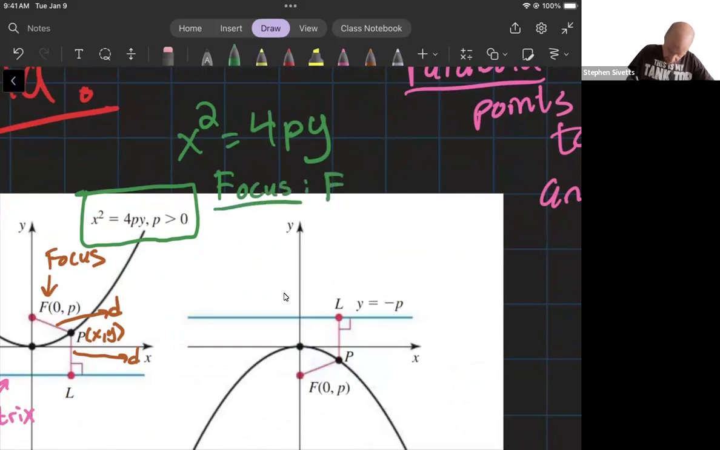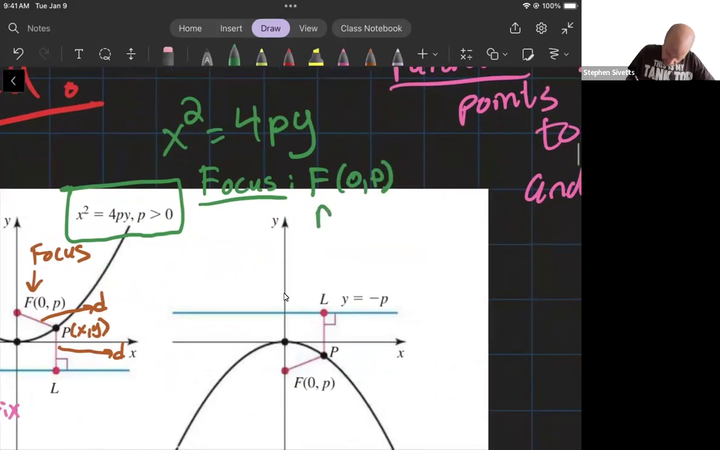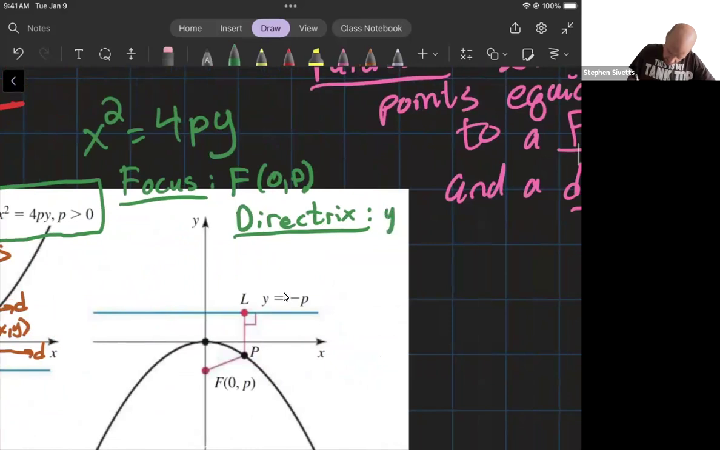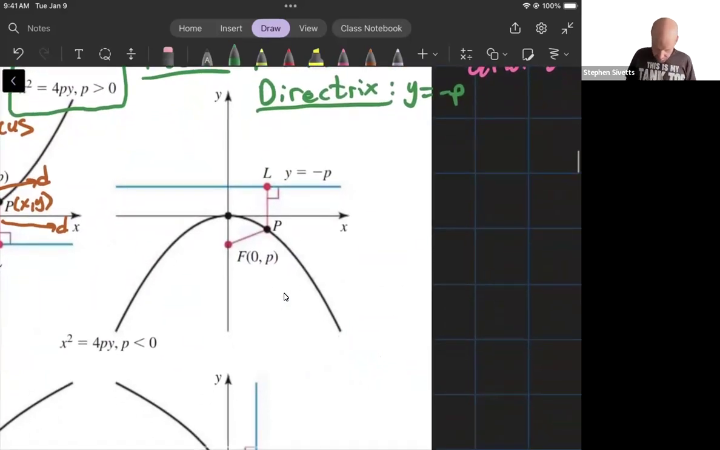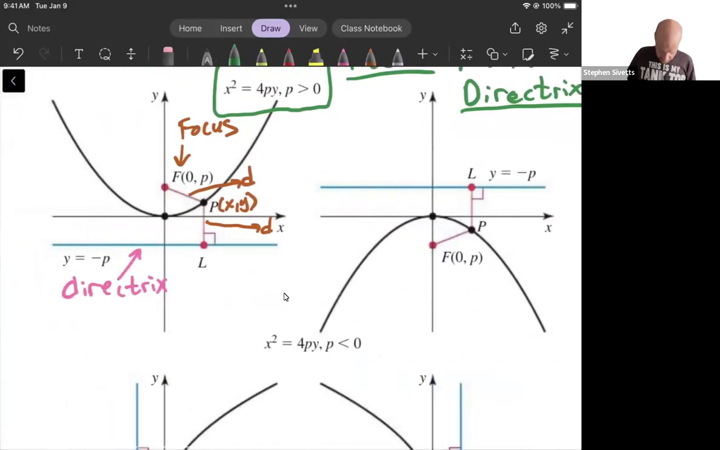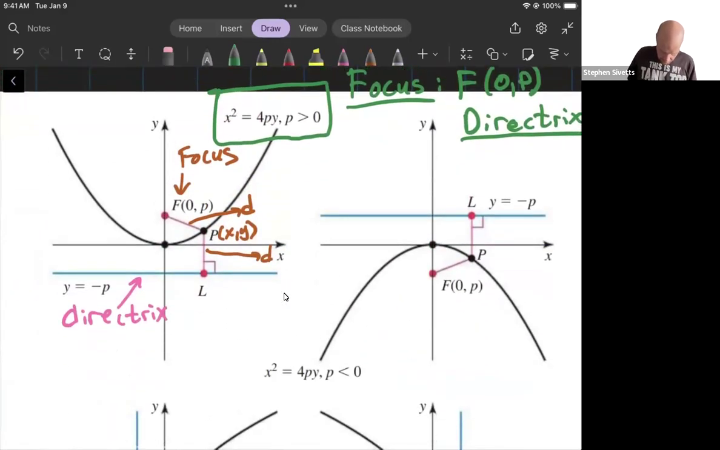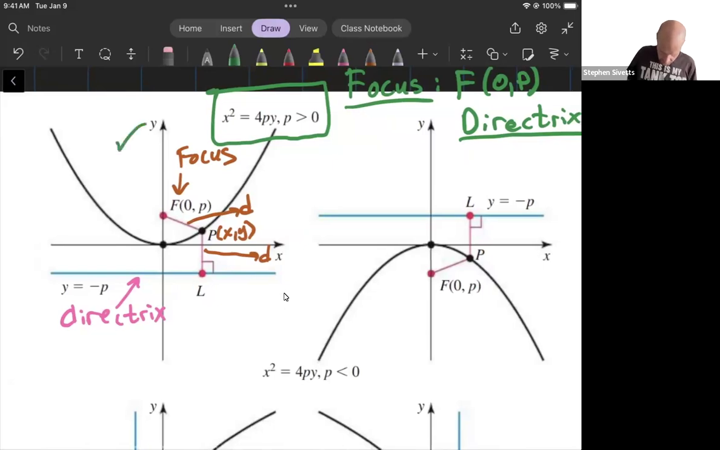Now, in terms of this conic section, the focus will always be at the point (0, p), okay? And the directrix is at the line, namely y equals minus p, right? So these will be the two illustrations of the parabola, if it opens up or down.